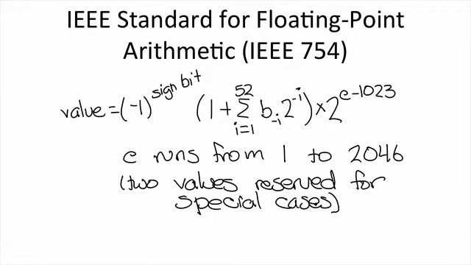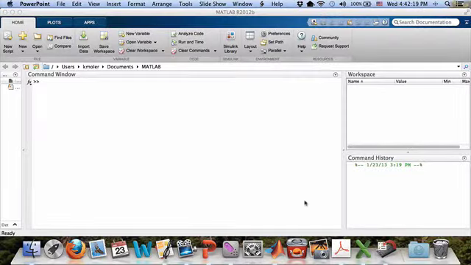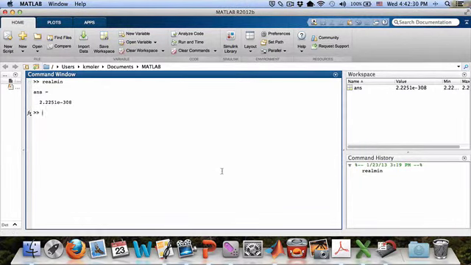Okay, now let's look at the implications of floating point. And to do that, it would actually be more convenient to go directly to MATLAB. So first of all, the smallest possible floating point number that you can represent is 2.2251 times 10 to the minus 308. And the largest possible floating point number that you can represent is 1.7977 times 10 to the 308, and that's called realmax.